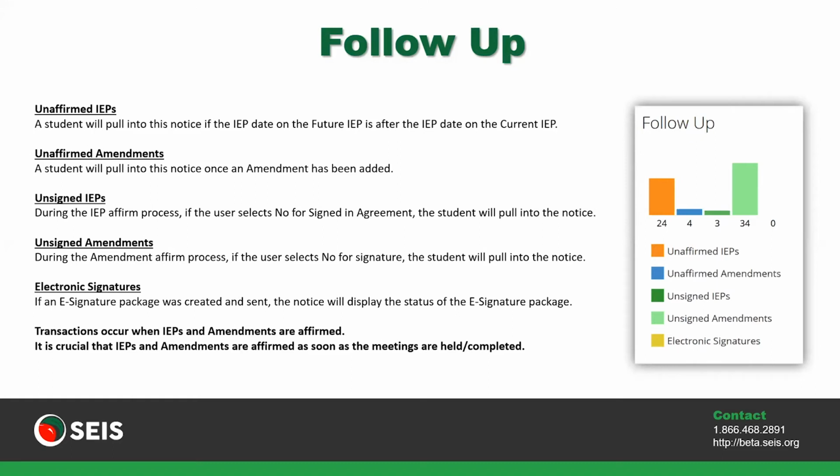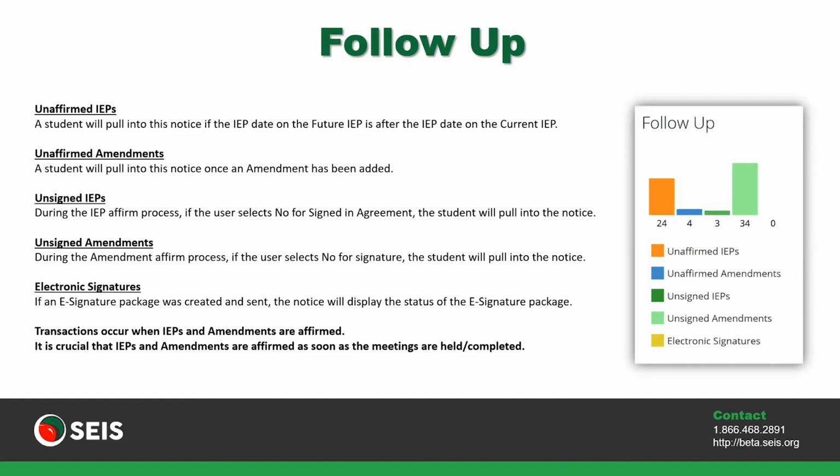But for the unaffirmed IEPs, a student is actually going to pull into this notice based on the IEP date, if the IEP date on the future is after the IEP date on the current IEP. So you went in, you updated the future. It hasn't yet been affirmed because the current IEP date is different from the future. So definitely use this notice to go in and make sure you're affirming IEP meetings.